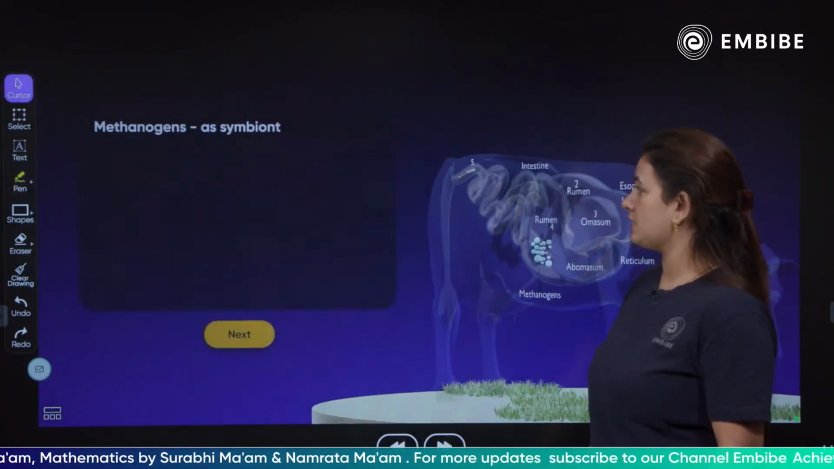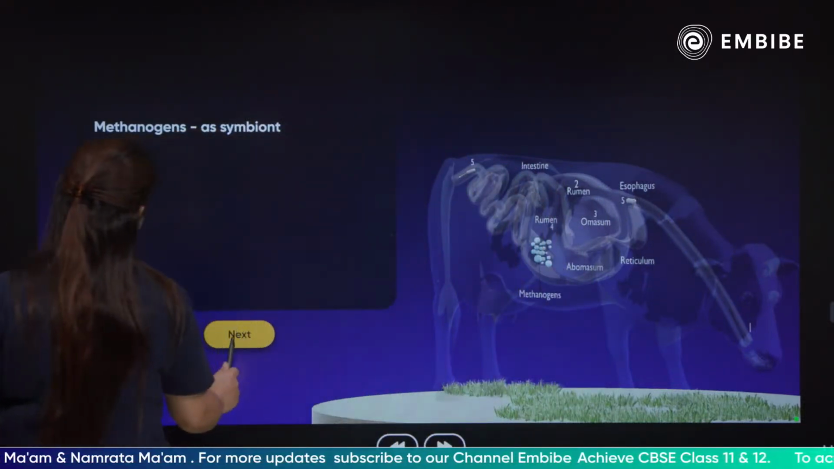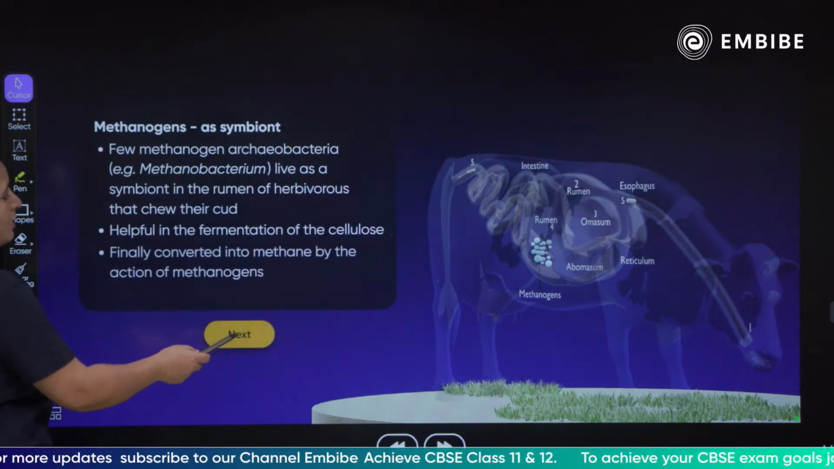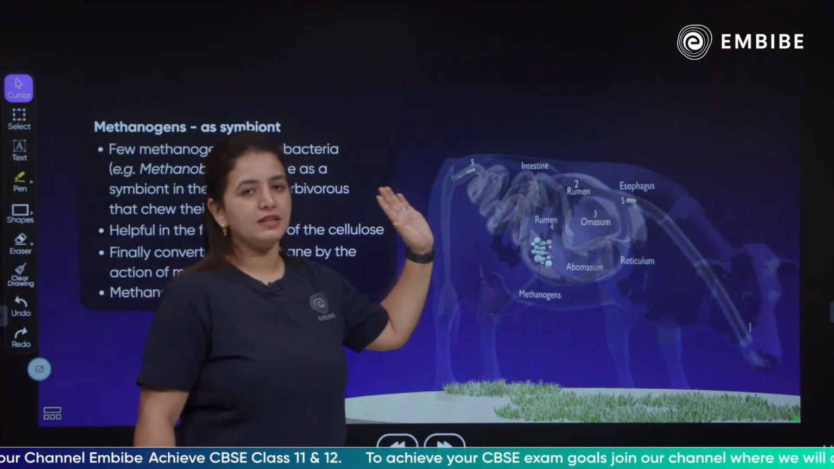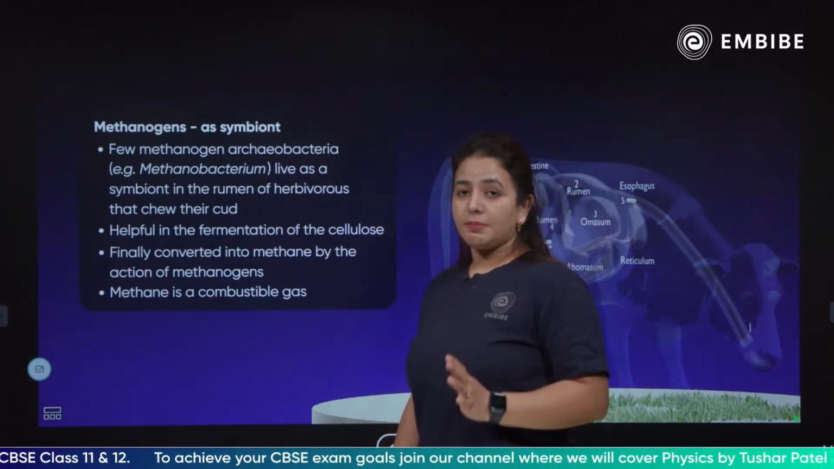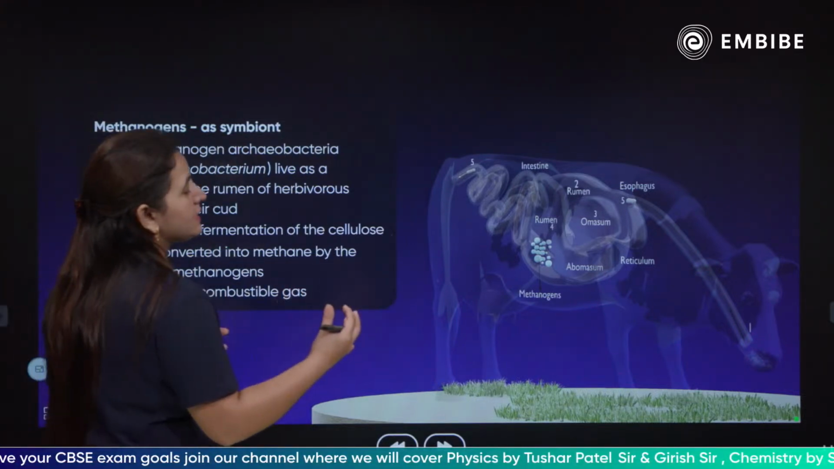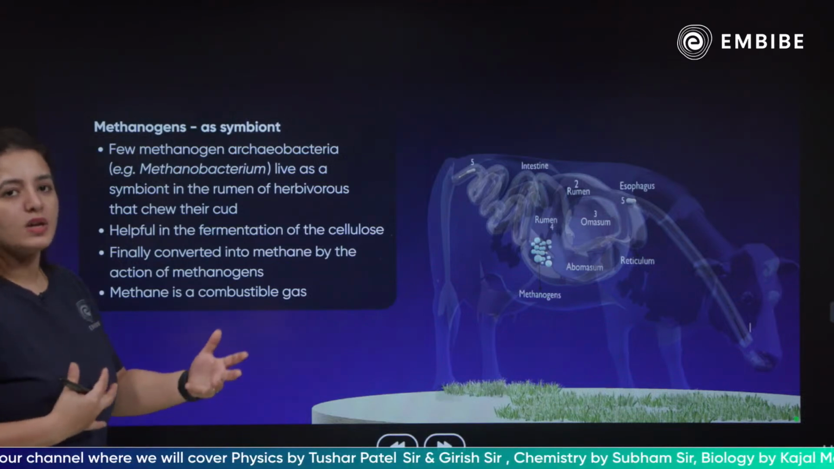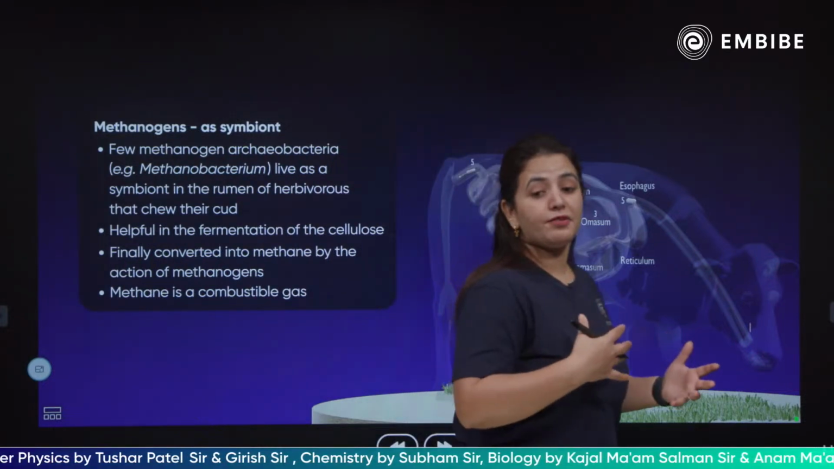Talking about the Methanogens, children, they also live as symbionts. I know something is always coming to your mind: why is ma'am not talking about the Methanogens living in the herbivores? So children, the Methanogens Archaebacteria live in a symbiotic association in herbivores. What are symbionts? Organisms in which both are benefited from each other.